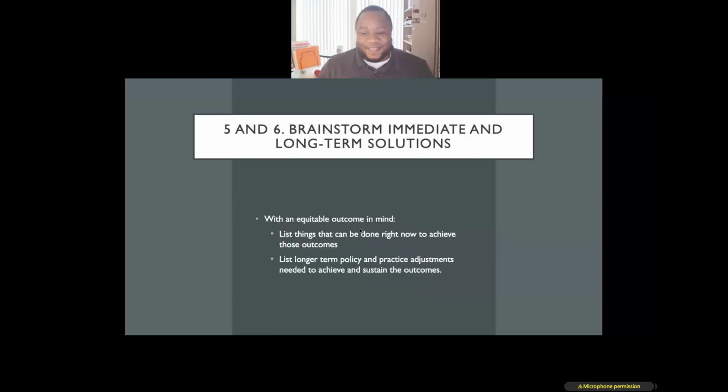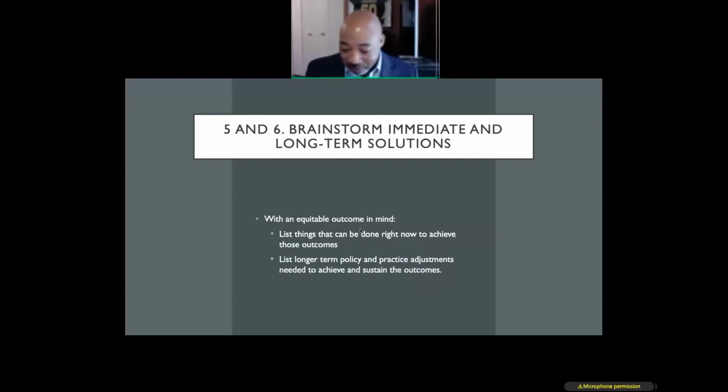So the next thing that you should do, working in these groups, is, when you have that outcome in mind, figure out how we're going to achieve this. What are the things that can be done right now to achieve this outcome? And then ultimately work on the longer term goals, which in this instance and other similar instances would probably be policy adjustments or practice adjustments.